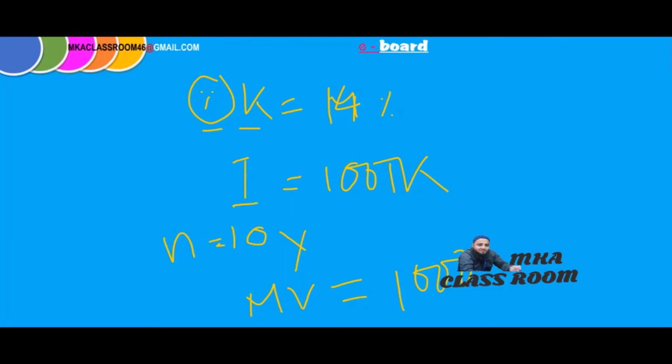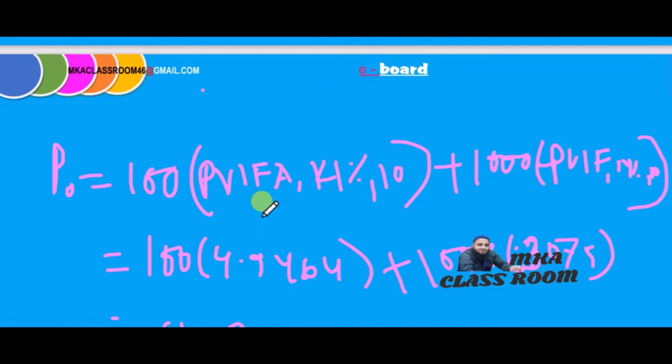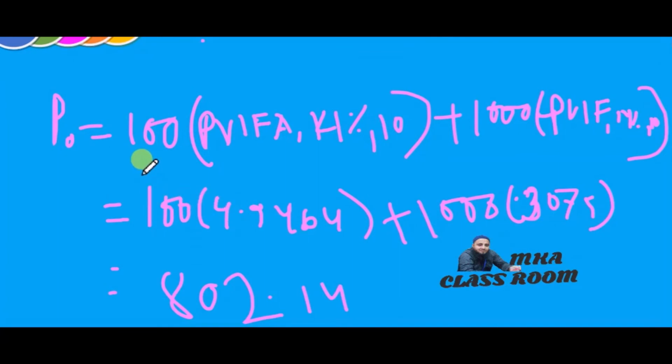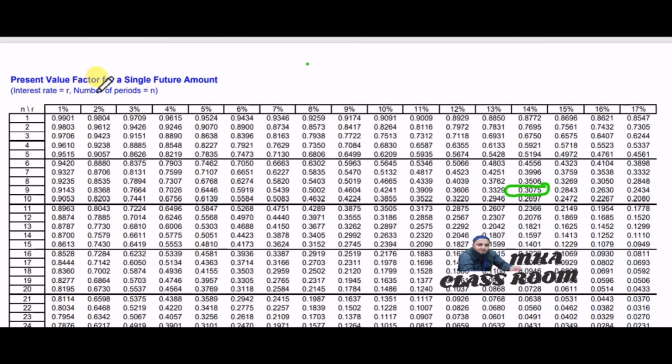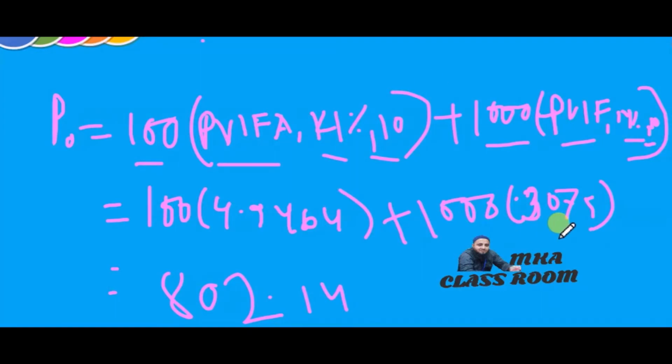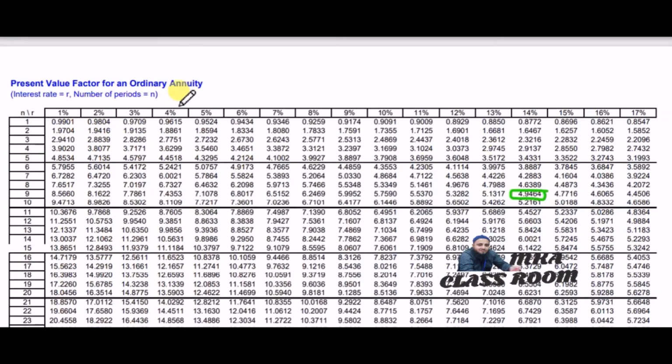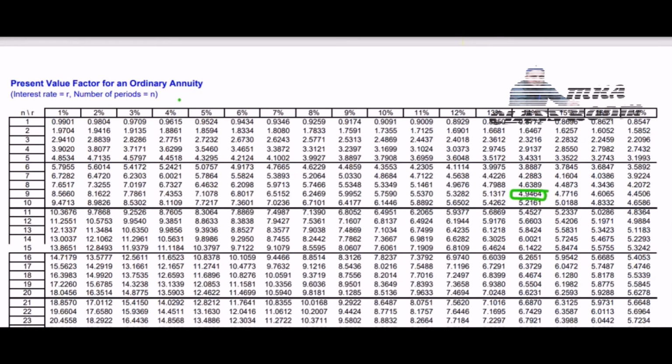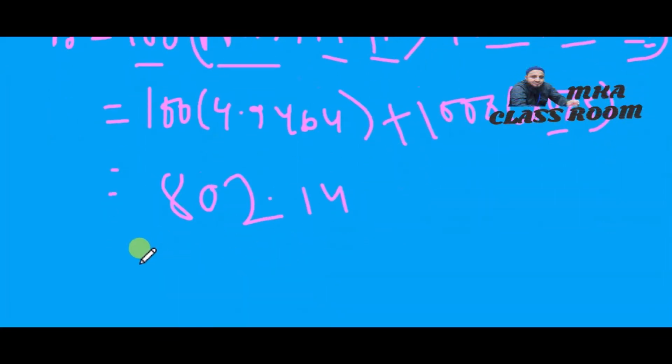Now we will see. From our problem, 100 taka is our annual payment, times PVIFA at 14%, 10 years to maturity, plus 1000 maturity value times PVIF at 14%, 10 years. With the use of the table, the present value interest factor at 14%, 10 years shows 0.2697, and the annuity table shows 14%, 10 years, 5.2161. If we multiply and add them, our value is 802.14 taka.